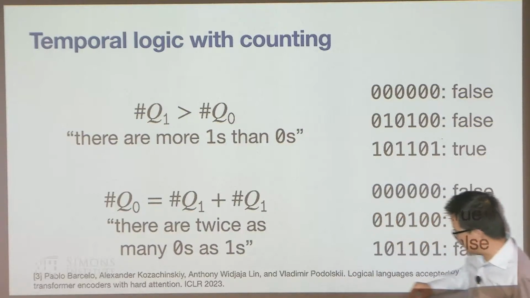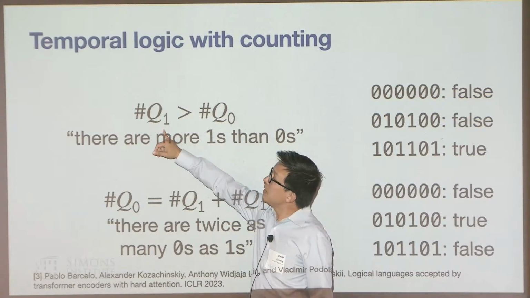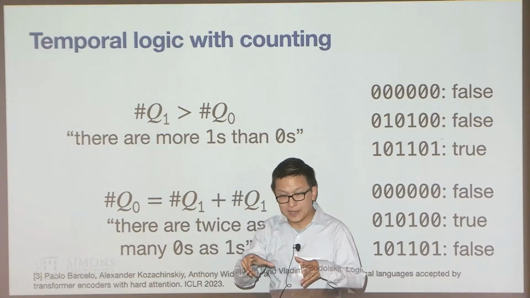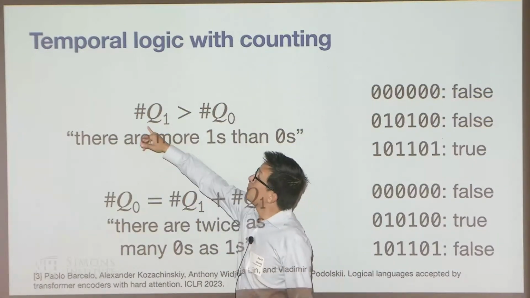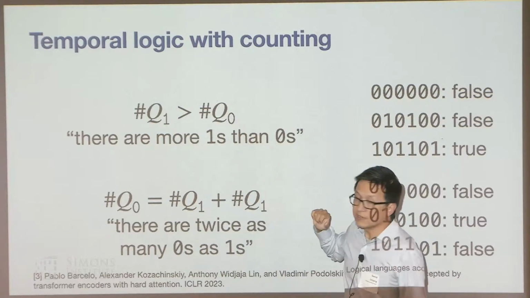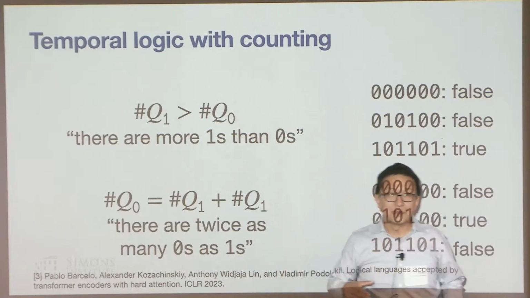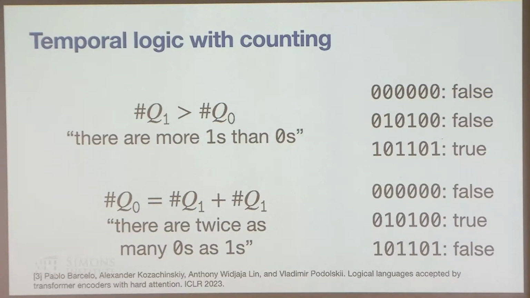Okay, we can do a similar thing with temporal logic. This is something that was explored in a paper by Barcelo et al. So we have this Q1 operator that says the current position is a 1. If we put a sharp in front, that counts the number of positions that are 1. These two examples are the same as the ones I showed you before, but in this more concise notation that always has an implicit time variable. Does that make sense?